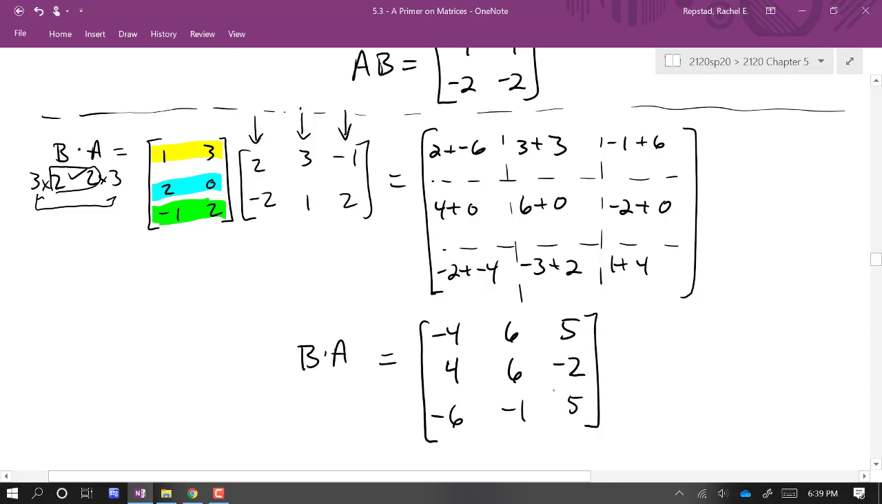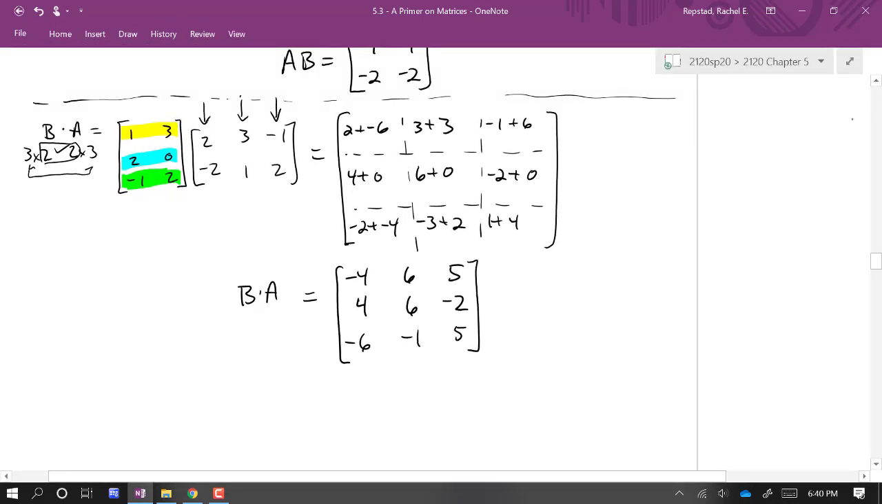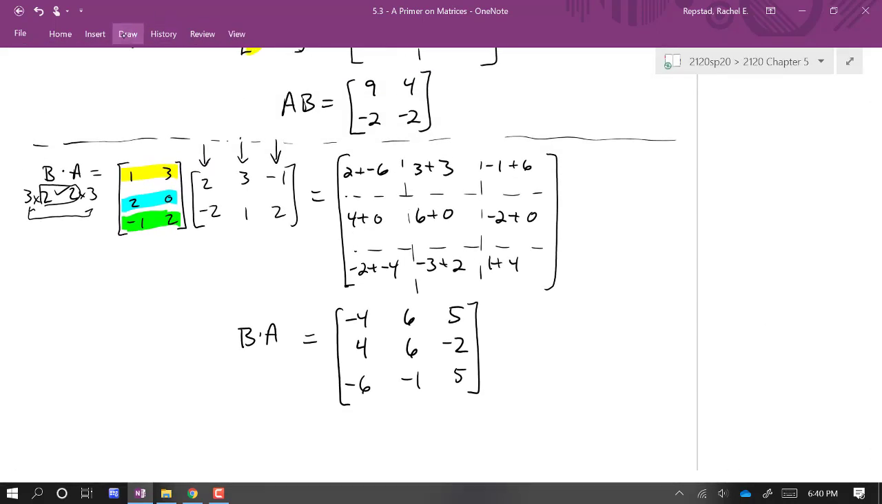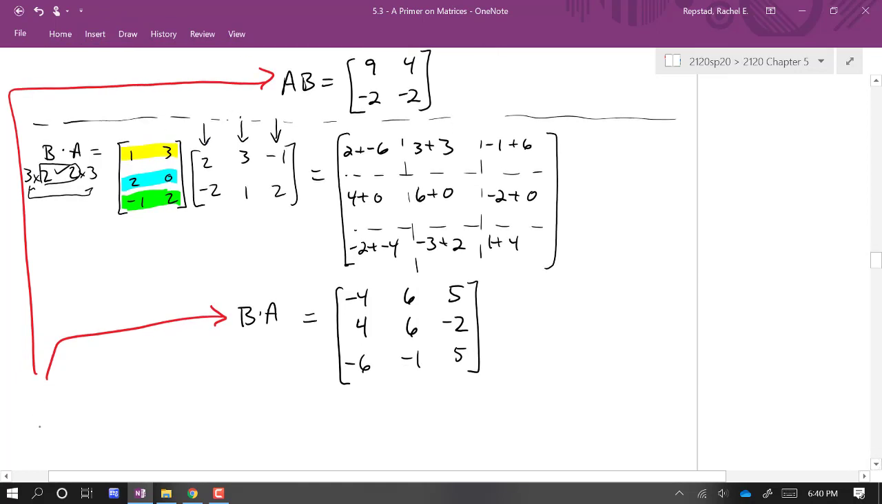So one thing we might observe, this was an instance where we actually could multiply both matrices. We could find both products in either direction. And when we did, we got different results, right? So the matrix AB is not equal to the matrix BA. And so one takeaway here is that matrix multiplication is not commutative.